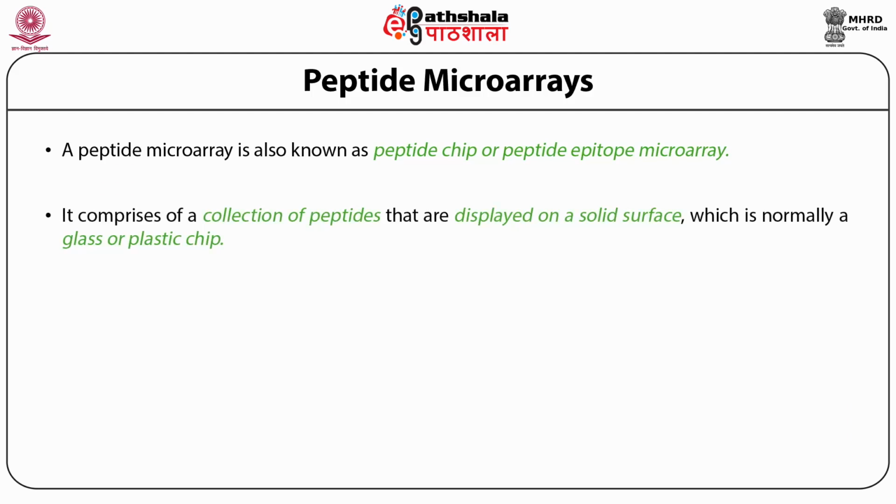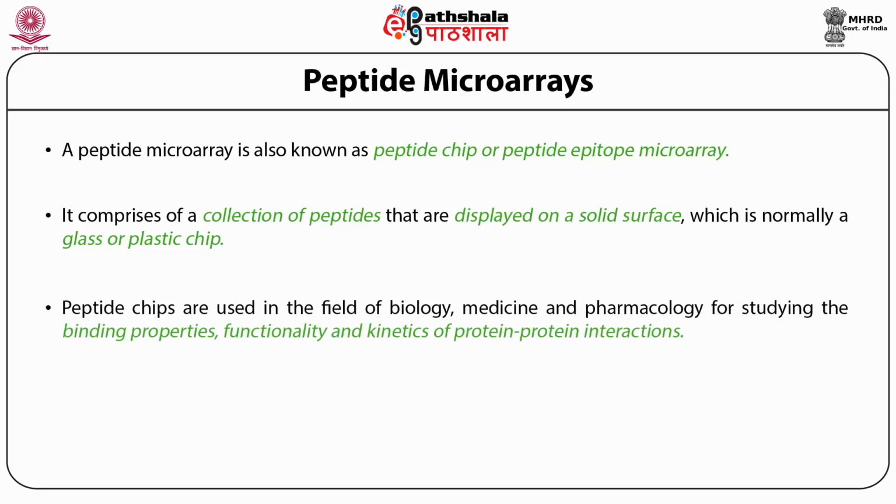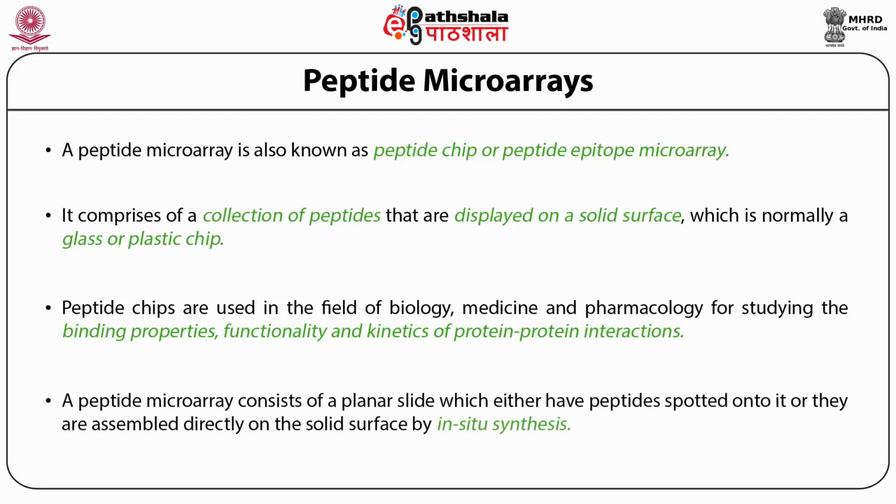It comprises of a collection of peptides that are displayed on a solid surface, which is normally a glass or plastic chip. Peptide chips are used in the field of biology, medicine, and pharmacology for studying the binding properties, functionality, and kinetics of protein-protein interactions. A peptide microarray consists of a planar slide which either have peptides spotted onto it or they are assembled directly on a solid surface by in situ synthesis.